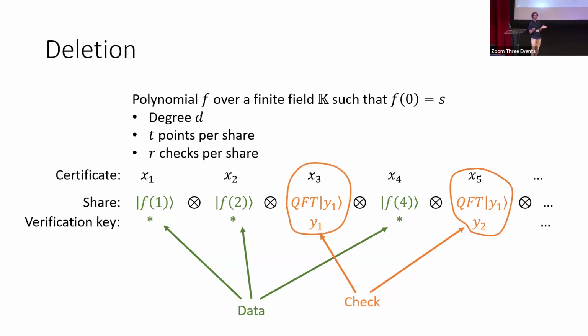The nice part, though, is that if you do measure in the right basis, then the result of the measurement is deterministic. So to delete something, you simply measure everything in the Hadamard or the Fourier basis. And then to verify this, you can just check the check positions match. Everything else will be random.